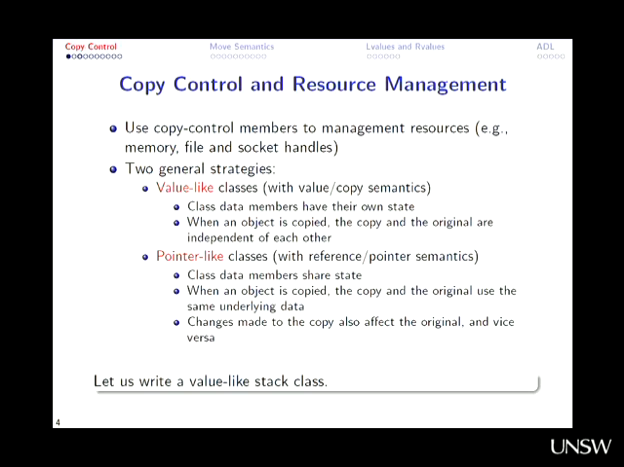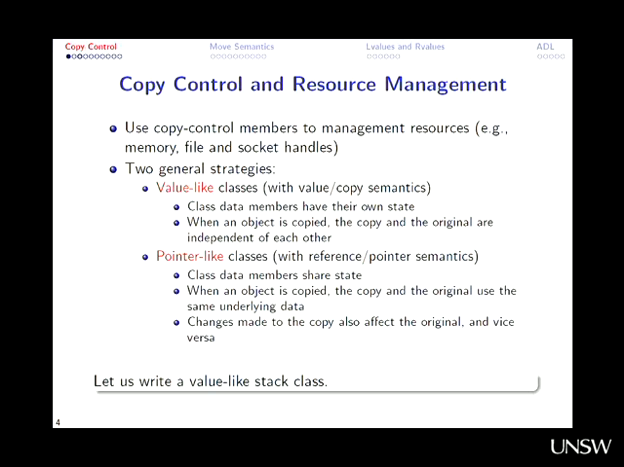Okay, so then I only have one object, but I'm dealing with pointers. That's not to say I won't be dealing with pointers inside my value-like class. But it's to do with whether I have one or multiple copies of objects, and whether they are independent or not independent of each other.